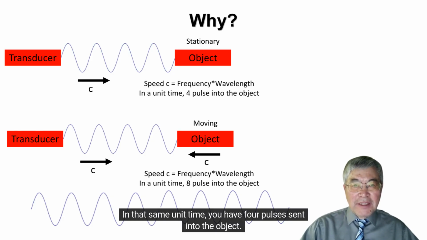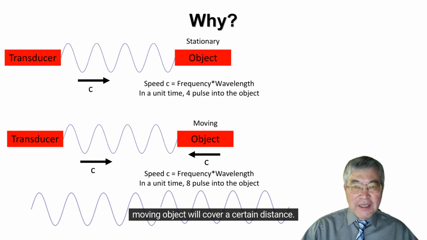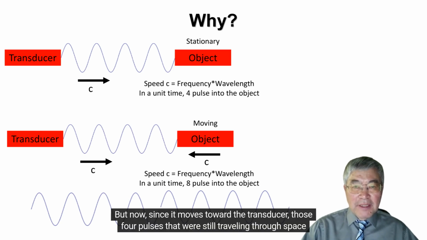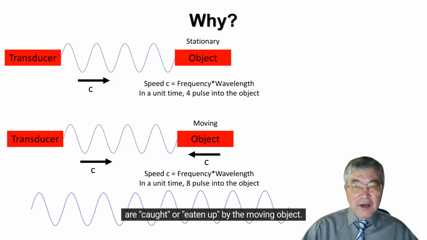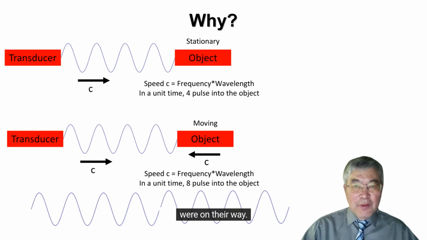In that same unit time, you have 4 pulses sent into the object. But now, in the second case, the object is moving, also with velocity v, so within that same unit time, the moving object will cover a certain distance. Because it covers that distance, if it was stationary, it would have received 4 pulses. But now, since it moves toward the transducer, those 4 pulses that were still traveling through space are caught or eaten up by the moving object. So this object will intercept not just the original 4 pulses, but also an additional 4 pulses that were on their way.